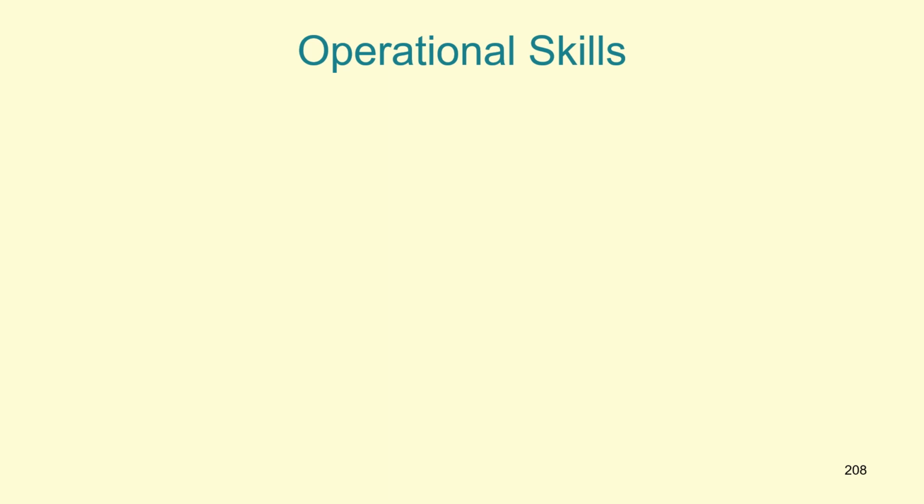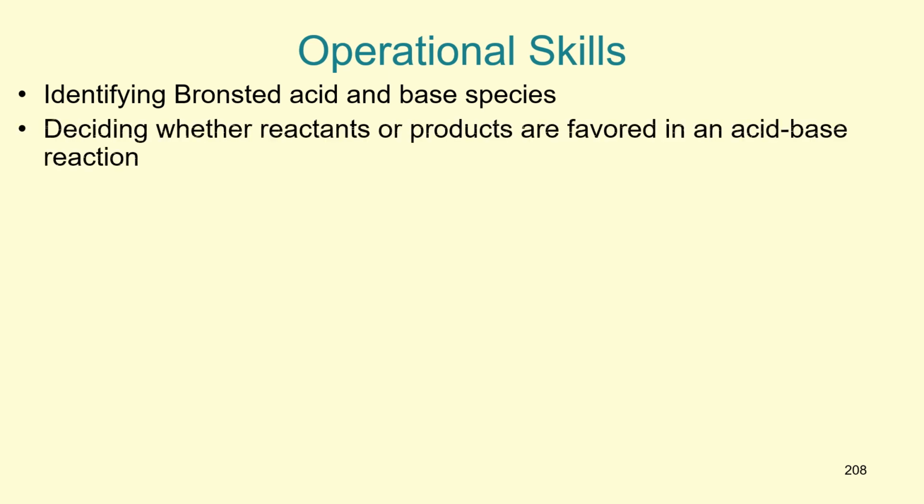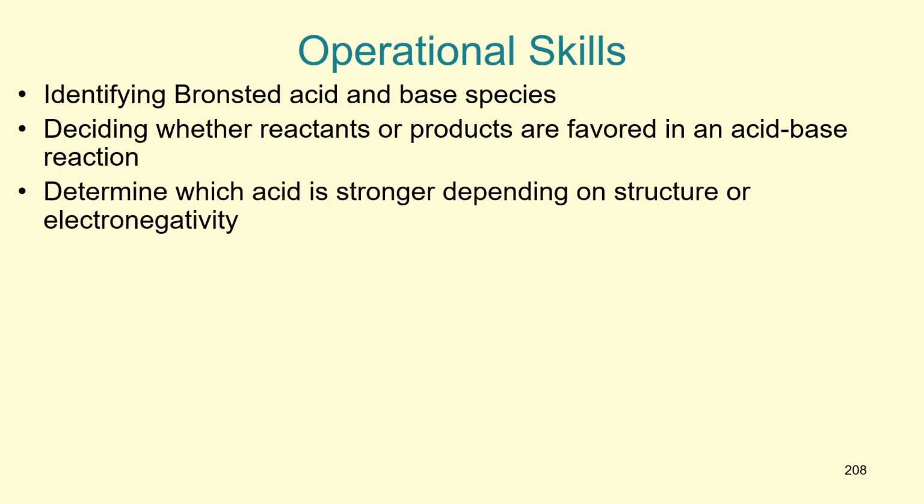All right, that was a whole lot of stuff. What should you be able to do in this chapter? You should be able to identify a Bronsted acid and a Bronsted base in a reaction, decide which is acid, which is base, decide whether reactants or products are favored if you know which one's stronger from the chart, and determine which acid is stronger based on electronegativity and structure, meaning those binary acids, oxo acids, just comparing within the same column or row of the periodic table. So I couldn't ask you anything; it would have to be in comparison.